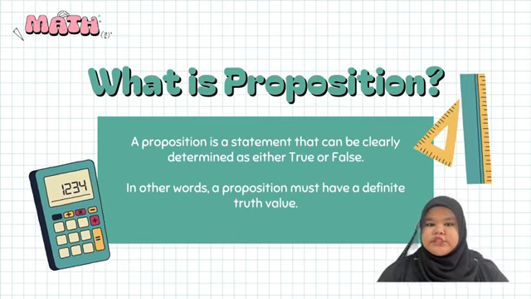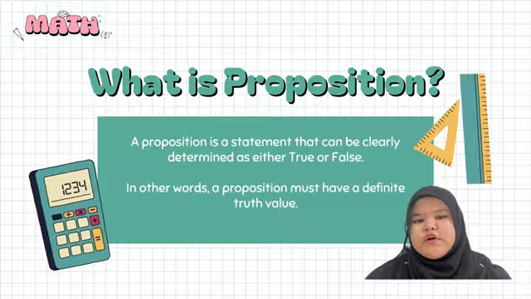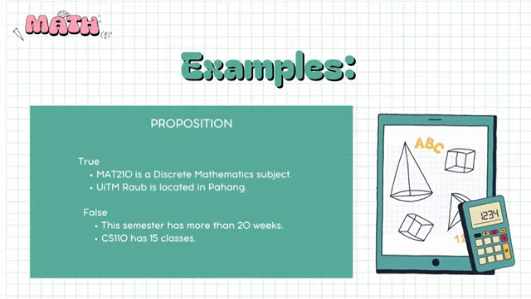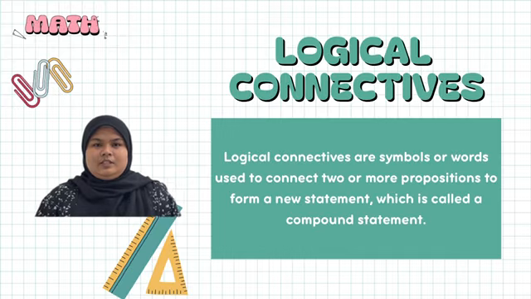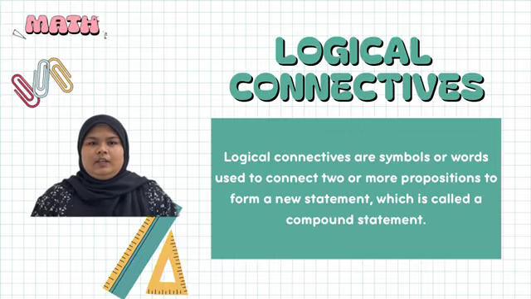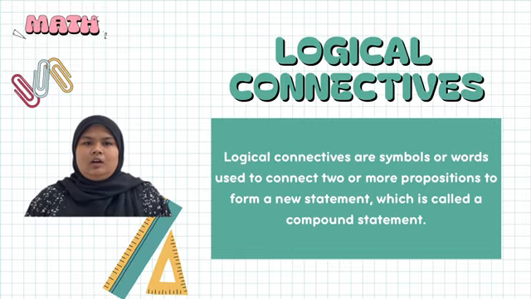What is a proposition? A proposition is a statement that can be clearly determined as either true or false. In other words, a proposition must have a definite truth value. What are logical connectives? Logical connectives are symbols or words used to connect two or more propositions to form a new statement, which is called a compound statement.